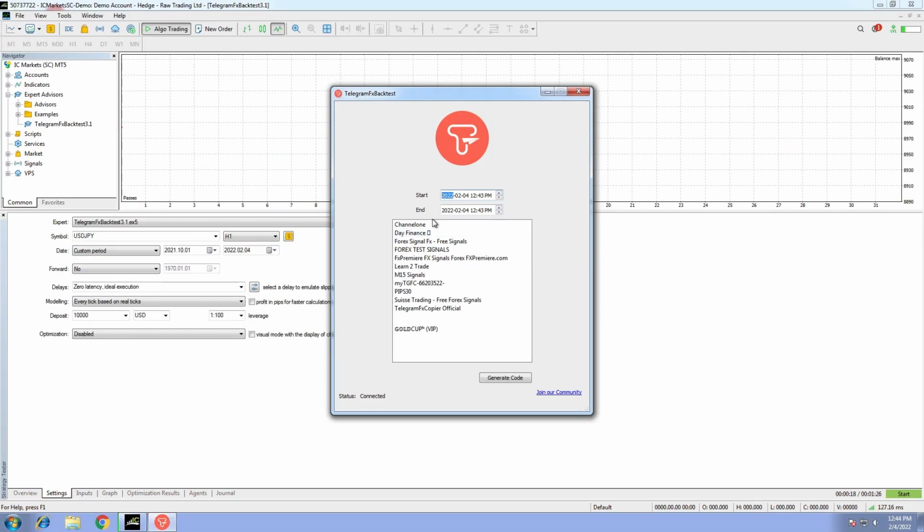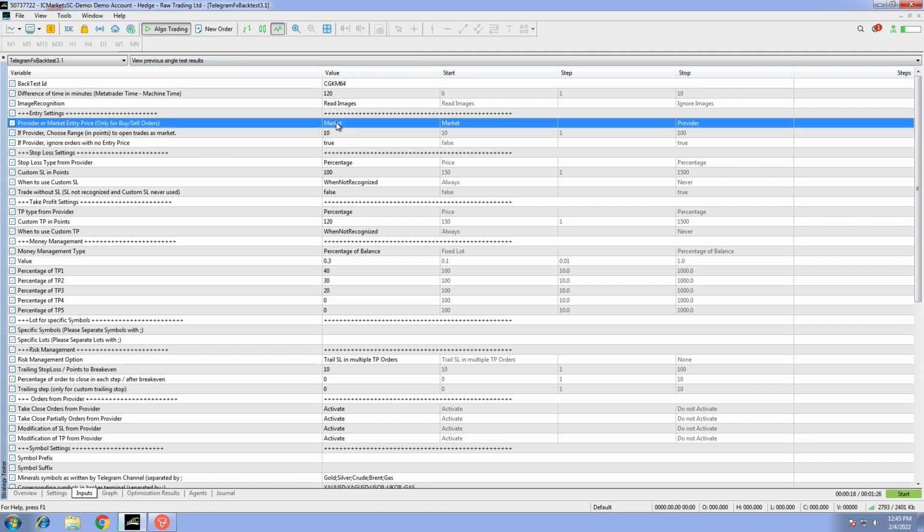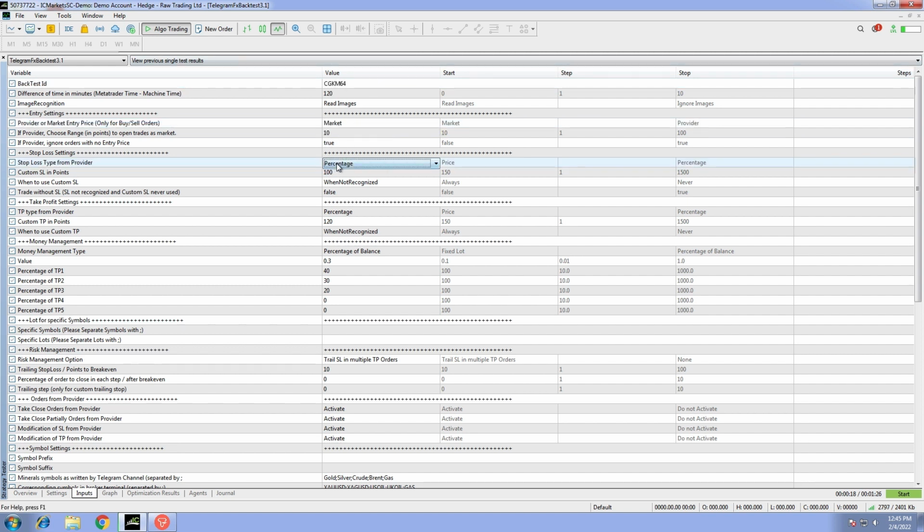Our fourth channel on our list is M15 Signals. We will set the period to 4 months. For the strategy, we will set entry price to market with 10 points. Set stop loss to percentage with a value of 100 points and set take profit to 150 points.